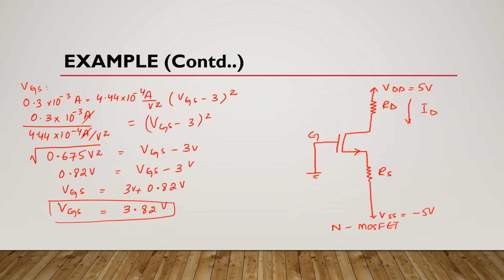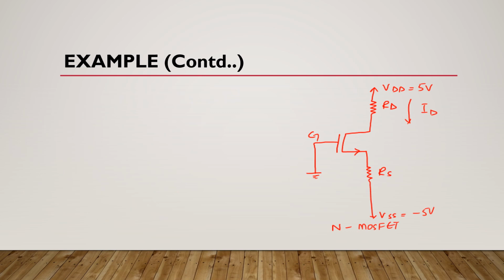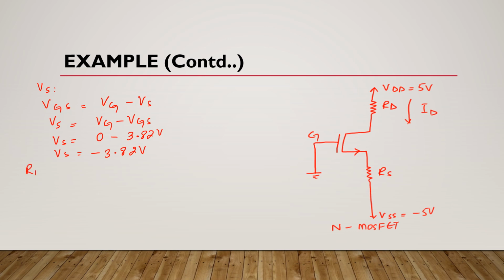now we will find source voltage. We know that gate to source voltage is equal to gate voltage minus source voltage. It means here source voltage is equal to gate voltage minus gate to source voltage. We know that gate voltage is 0 and gate to source voltage is 3.82 volts. It means here source voltage is equal to minus 3.82 volts. Okay.